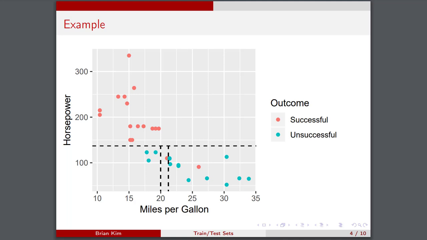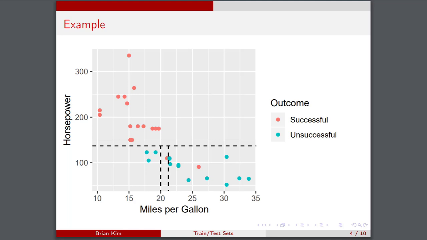The only reason we made that split was because of one data point, one successful campaign, whereas most of the other data points support the conclusion that below a certain horsepower, the campaigns are generally unsuccessful. So it looks like we're stretching this model a little too far to fit that one data point.